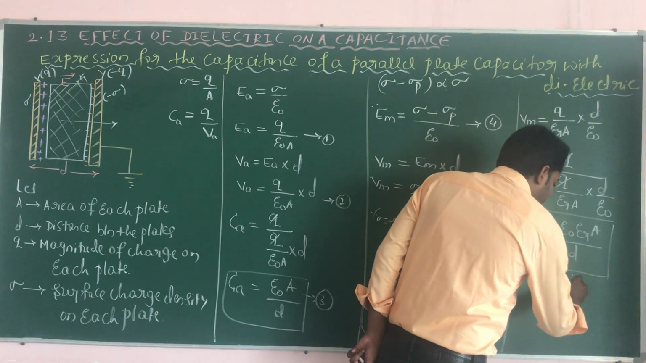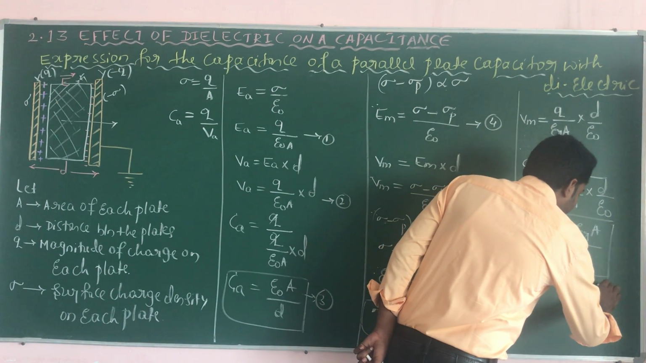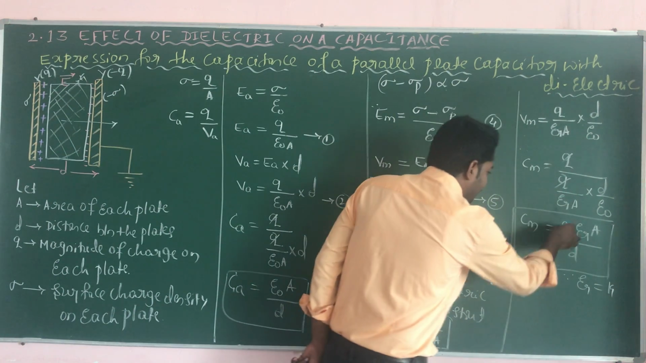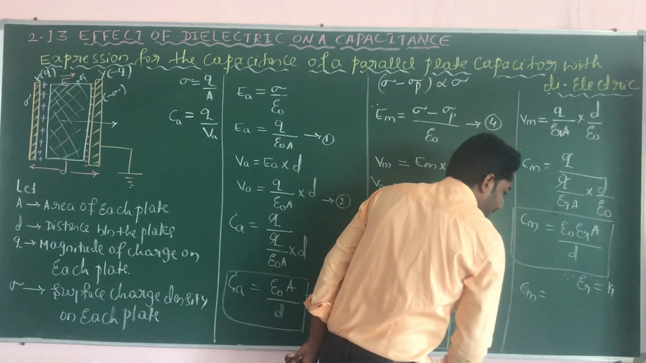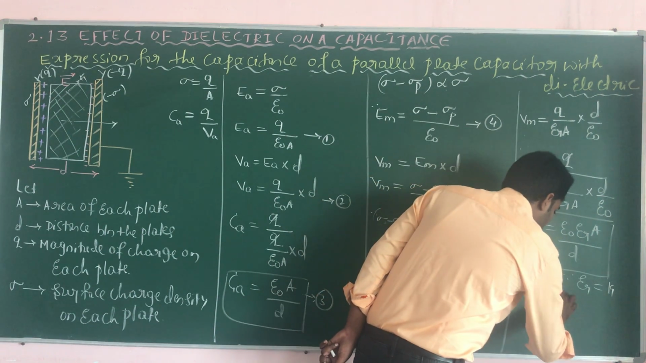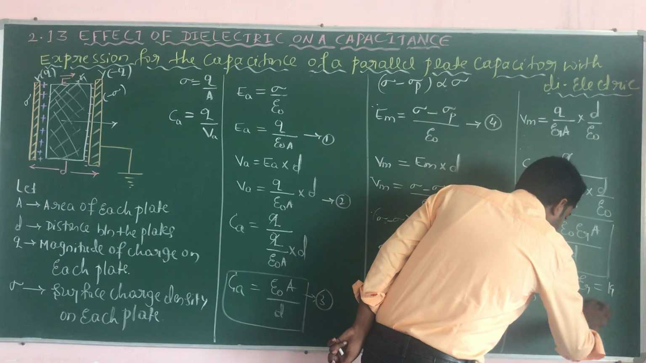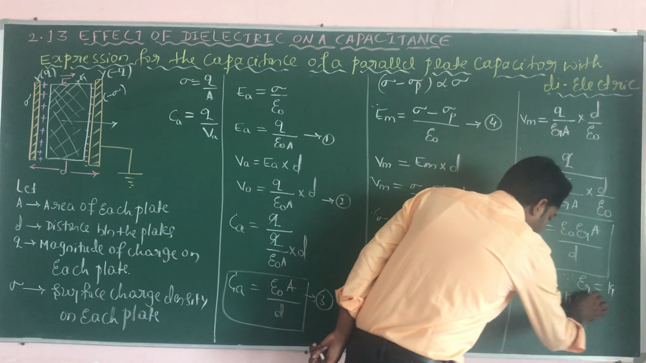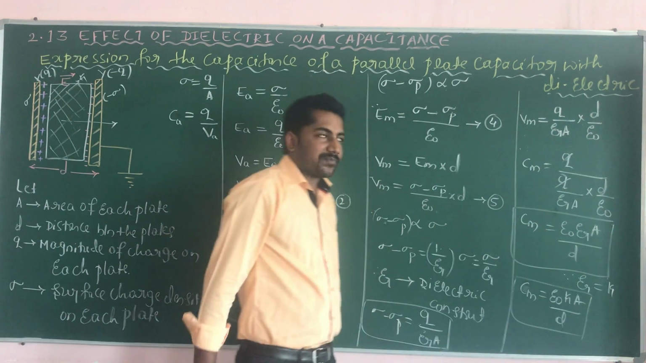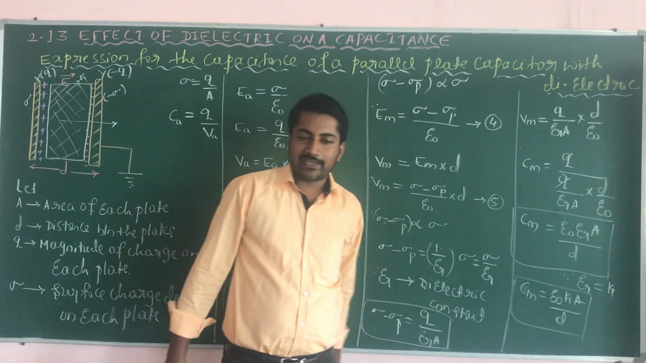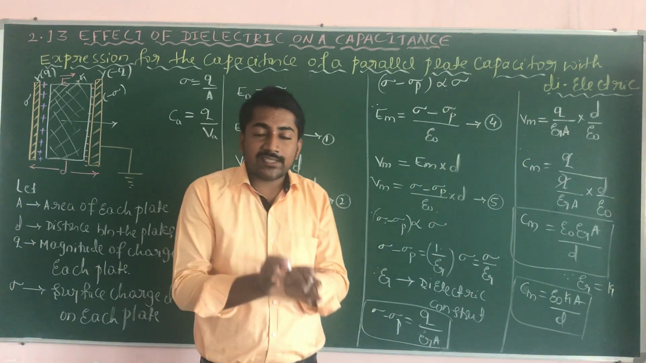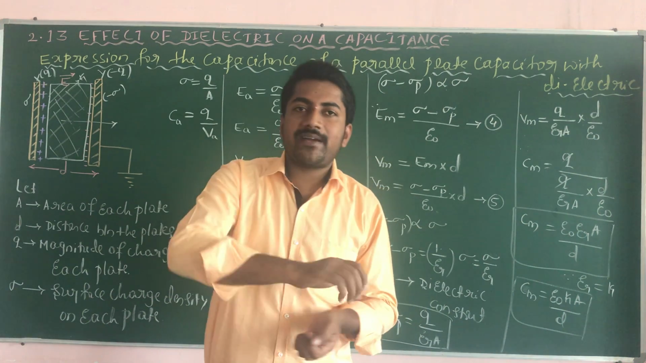Many times you can take the dielectric constant epsilon r equal to K. Then you can write this equation: Cm is equal to epsilon naught into K into A divided by d, which is the final expression for the capacitance of a parallel plate capacitor with dielectric. On what factors does the capacitance of a parallel plate capacitor depend?